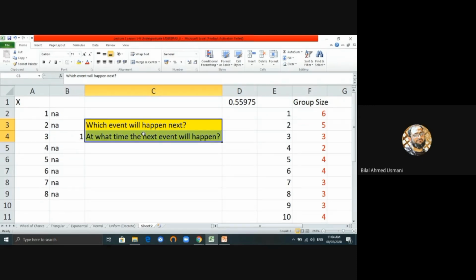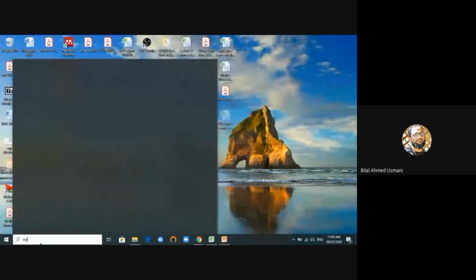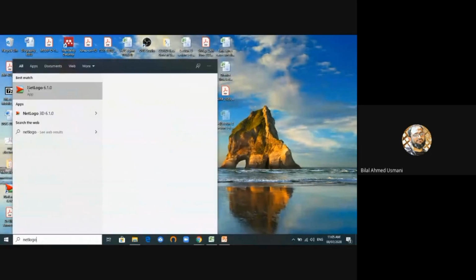So we need to think about which event will happen. And another interesting question would be at what time the next event will happen. So we can also have a random variable for time, and one more random variable which will give you the inter-arrival times. So I will go to the NetLogo simulations just to show you a couple of quick simulations.